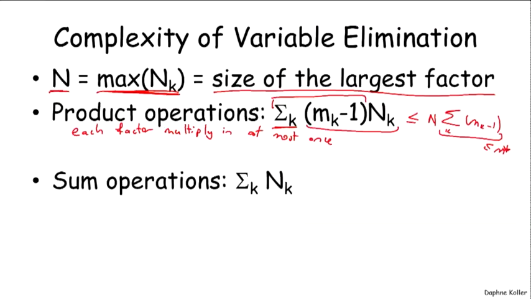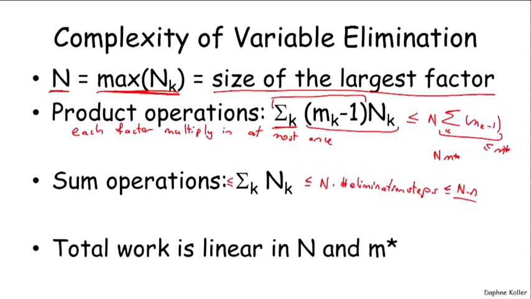What about the number of summation operations? Well, here, this is less than or equal to the sum over k, which is n times, less than or equal to n times the number of elimination steps, which is simply less than or equal to n times n. So altogether, between these two steps, over here we have n times m star, over here we have n times n, which tells us that the total work that we have is linear in n and in m star. Great, linear time, aren't we lucky?